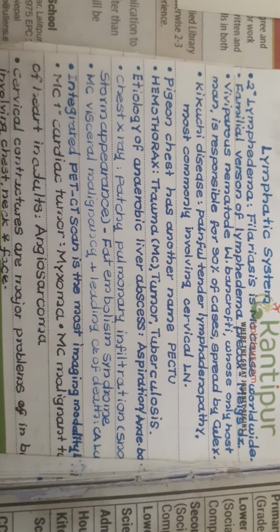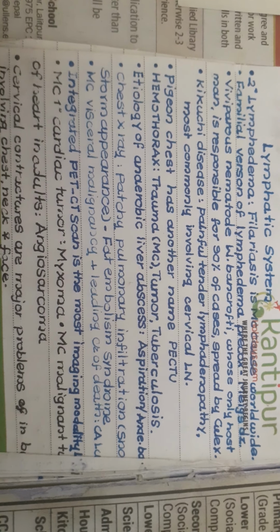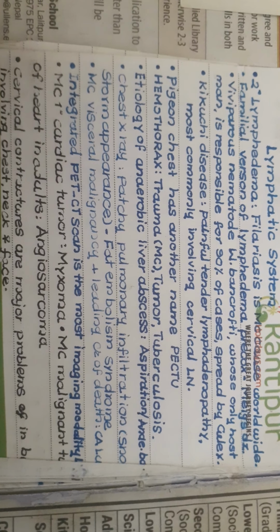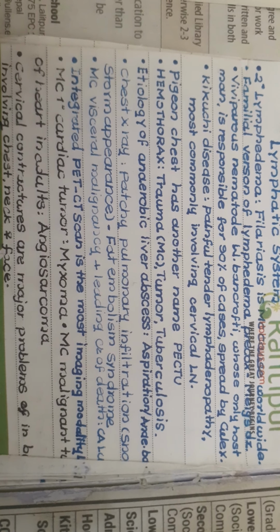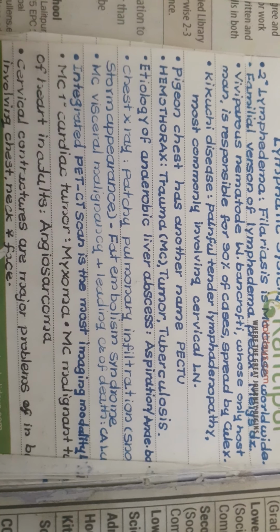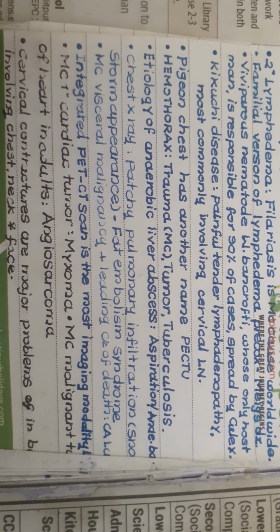Secondary lymphedema: filariasis is the most common cause worldwide. Familial version of lymphedema is Milroy disease. Wuchereria bancrofti, a viviparous nematode whose only host is man, is responsible for 90% of cases, spread by Culex. Kikuchi disease is painful, tender lymphadenopathy, most commonly involving cervical lymph nodes. Pigeon chest has another name, pectus carinatum.